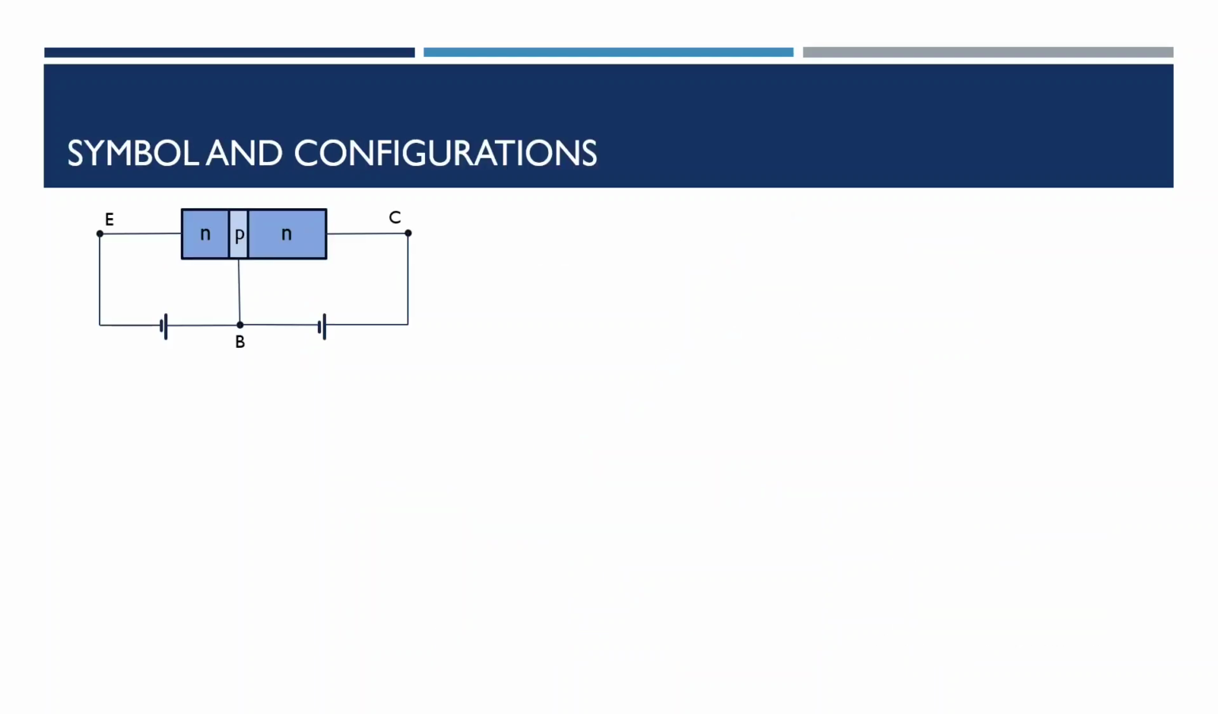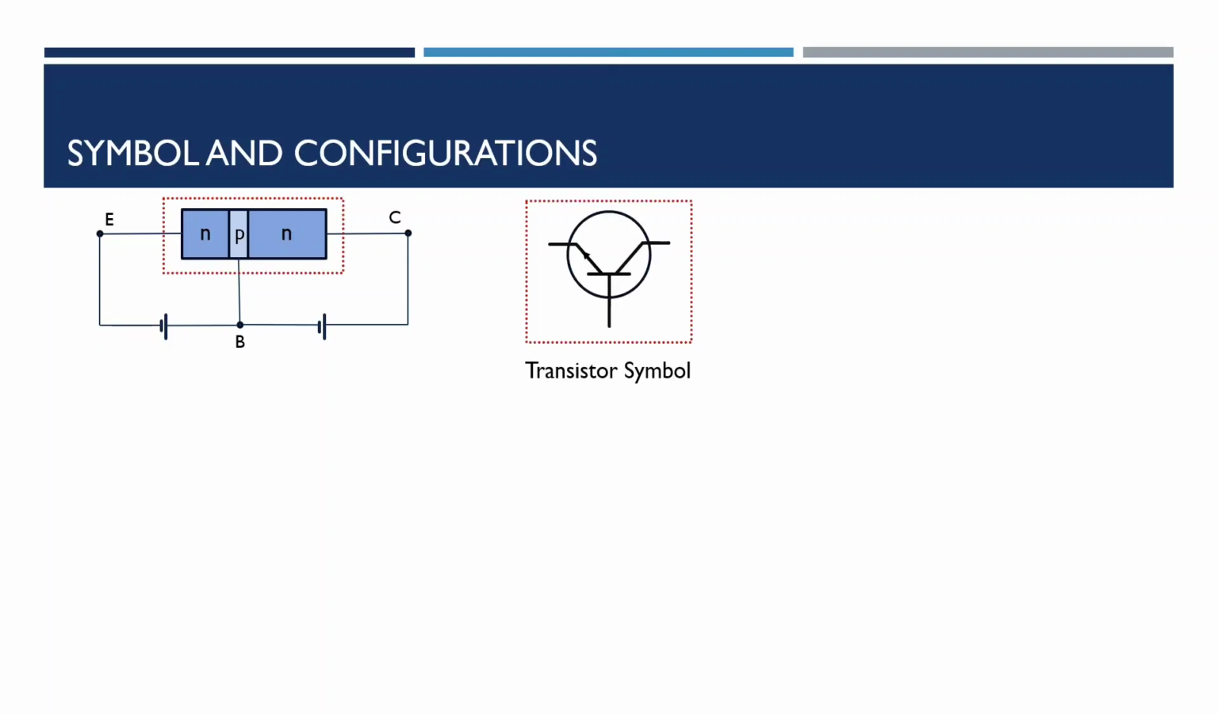Now, I would like to end today's short demo on bipolar junction transistors by mentioning that the NPN transistor has the symbol as displayed. So for further analysis, we may redraw our circuits as so.